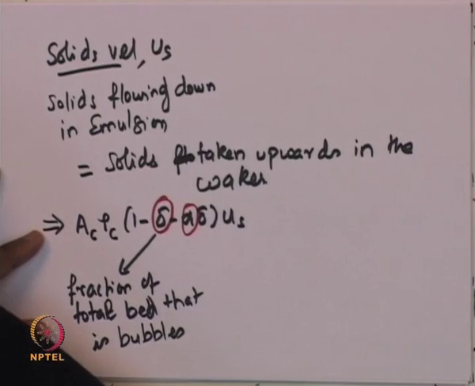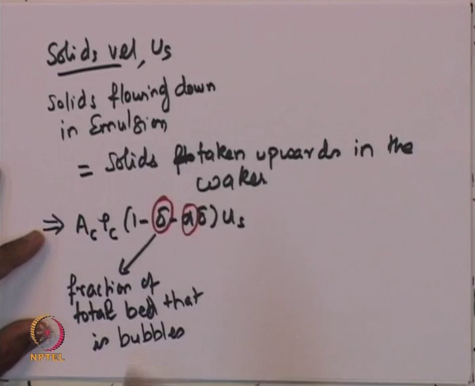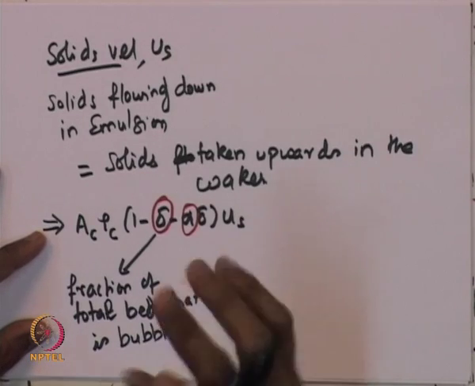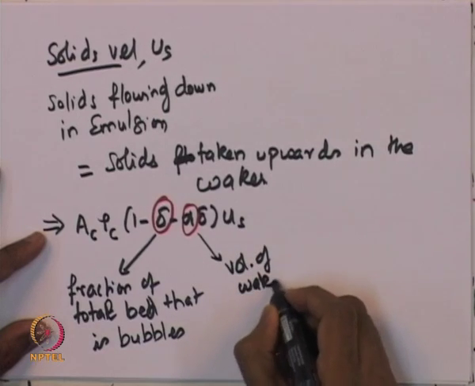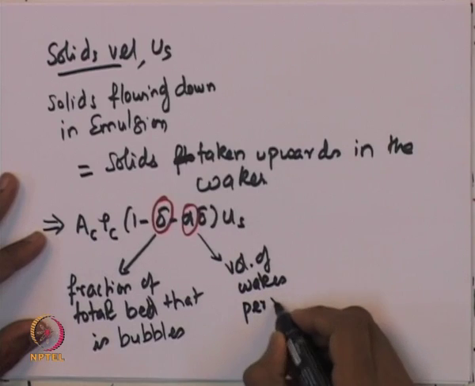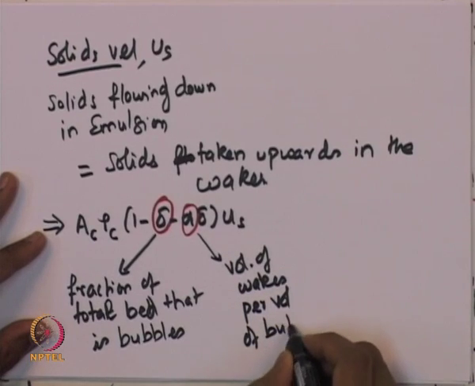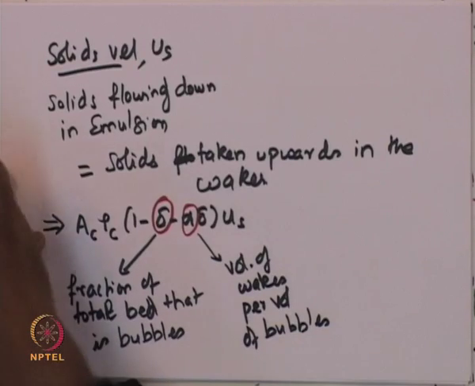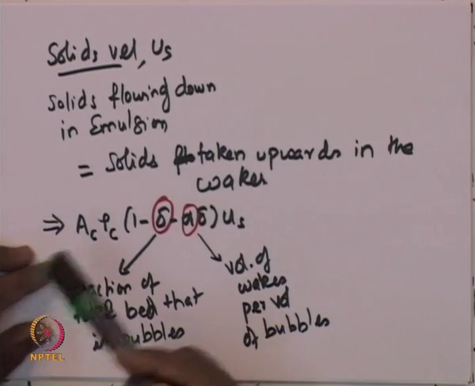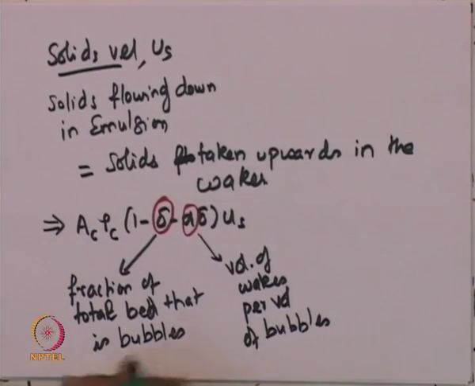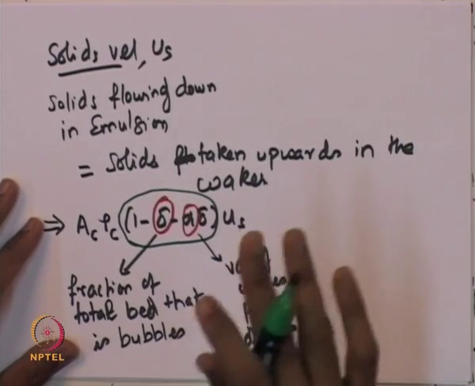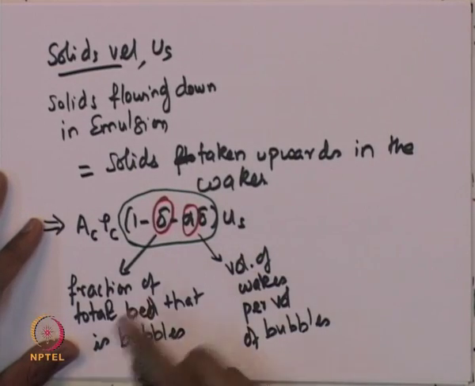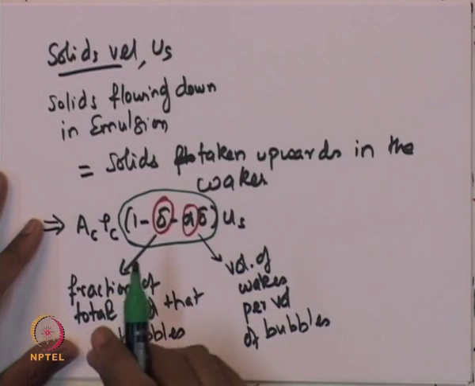And then alpha is the volume of the wake per volume of the bubbles which are actually formed because of fluidization. This is the volume of wakes per volume of the bubbles which are actually formed by fluidization. So therefore, this quantity, 1 minus delta minus alpha delta, estimates what fraction of the cross sectional area is actually filled with solids, which is given by 1 minus delta minus alpha into delta.